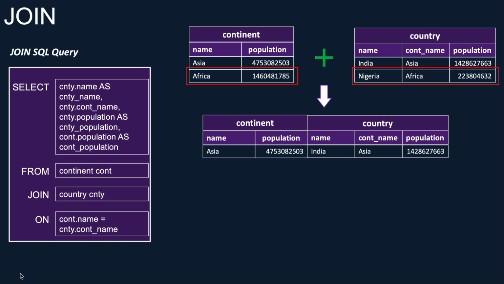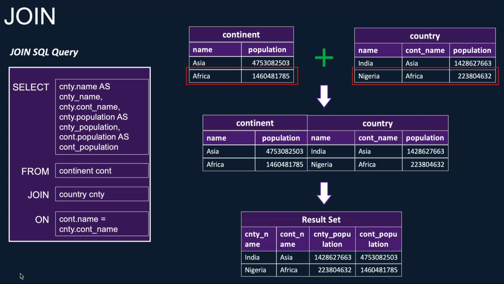Finally, the second record from the continent table will be joined with the second record from the country table. As they both have the continent name as Africa, they are successfully joined and we get the intermediate output as shown here. Once all the data is joined, the select clause is executed. As we specified in the select clause, the continent population from the continent table and the rest of the columns from the country table are returned to the result set.